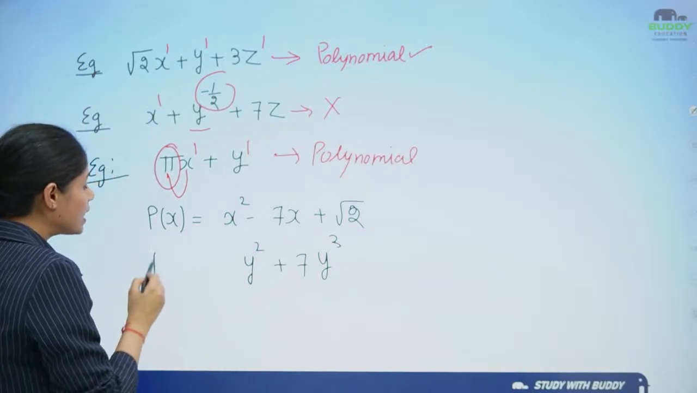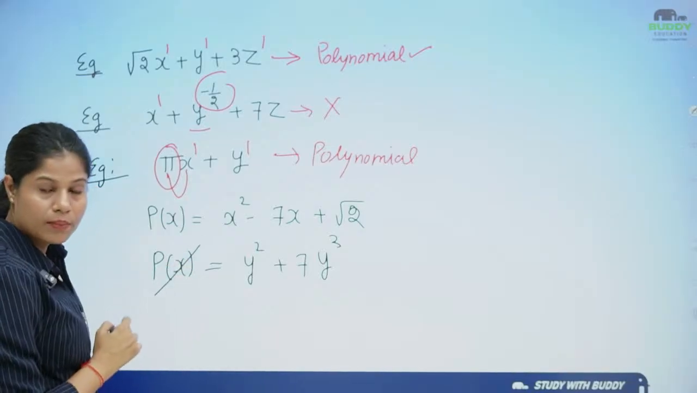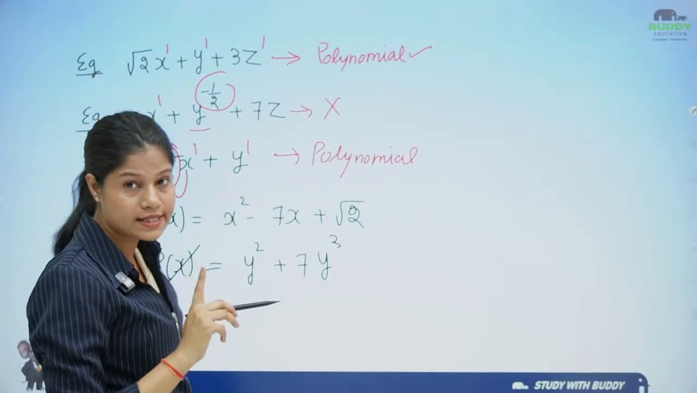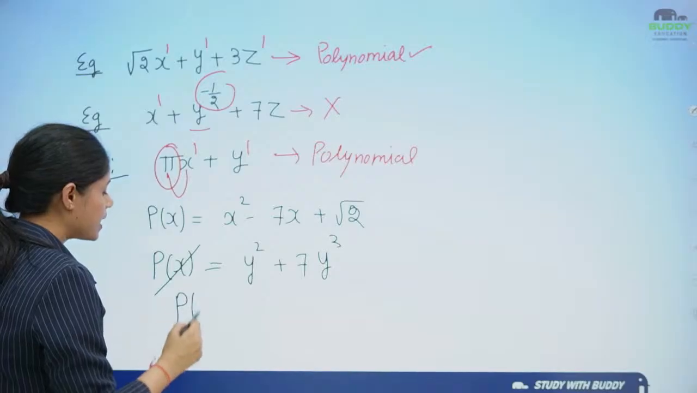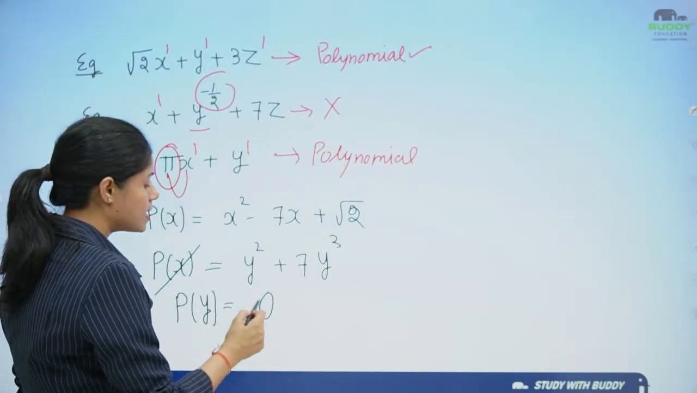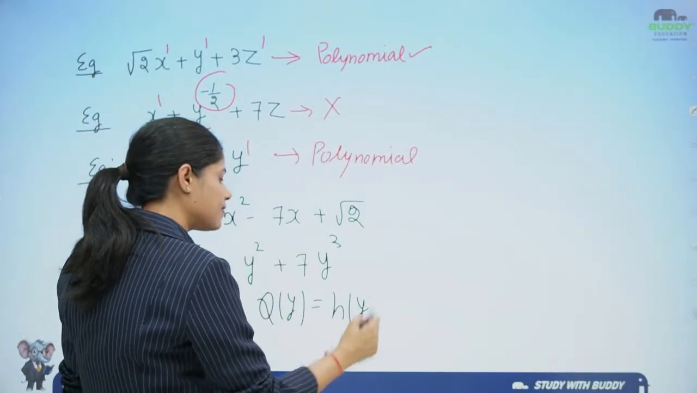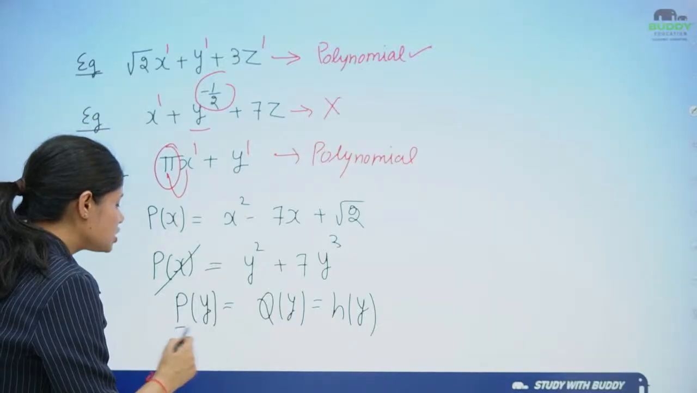Here you can't write it as p(x). This is absolutely wrong because the variable is not x, right? The variable is y, so you can write it as p(y). Now, can you also write it as q(y)? Can you also write it as h(y)? Yes, definitely you can change this.